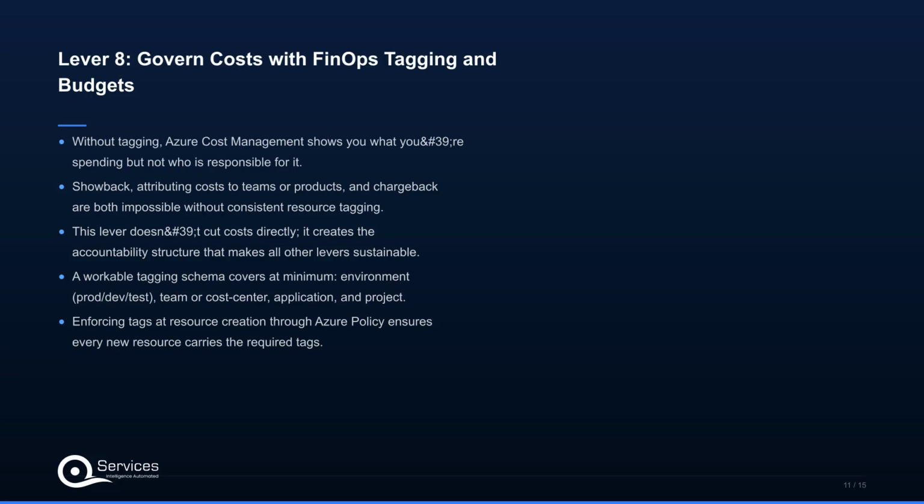Showback, attributing costs to teams or products, and chargeback are both impossible without consistent resource tagging. This lever doesn't cut costs directly. It creates the accountability structure that makes all other levers sustainable. A workable tagging schema covers at minimum, or, and.